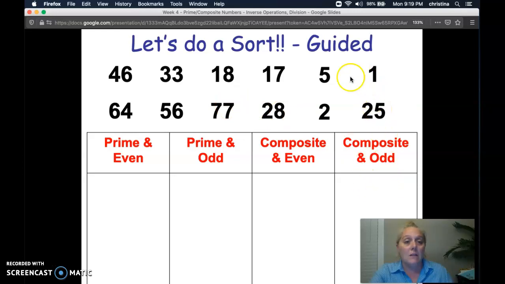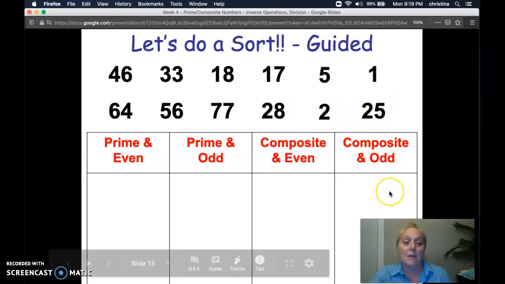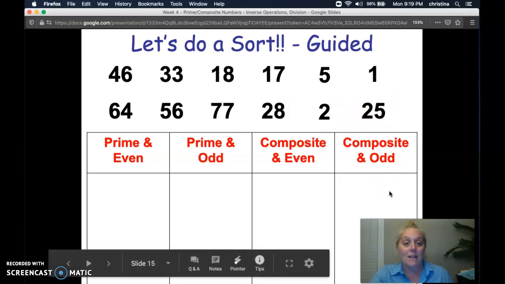So now it looks like we just have a few more numbers left. We have the number 25. Now I know 25 has factors of 1 times 25, but you can also do 5 times 5, which means 25 is going to go in composite and odd as well.